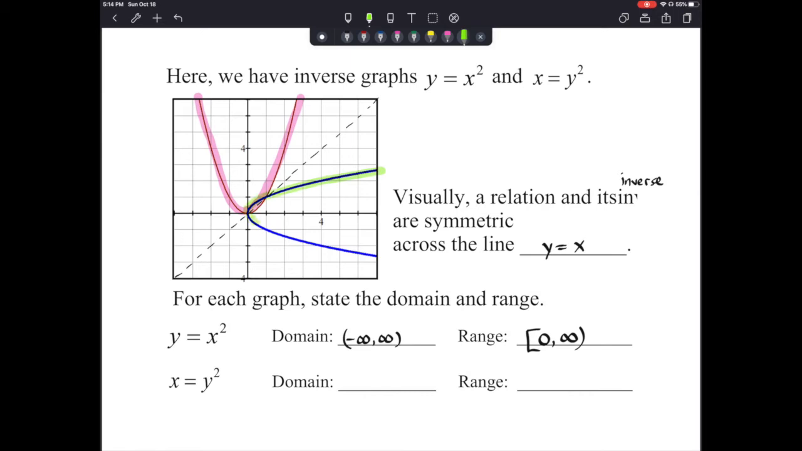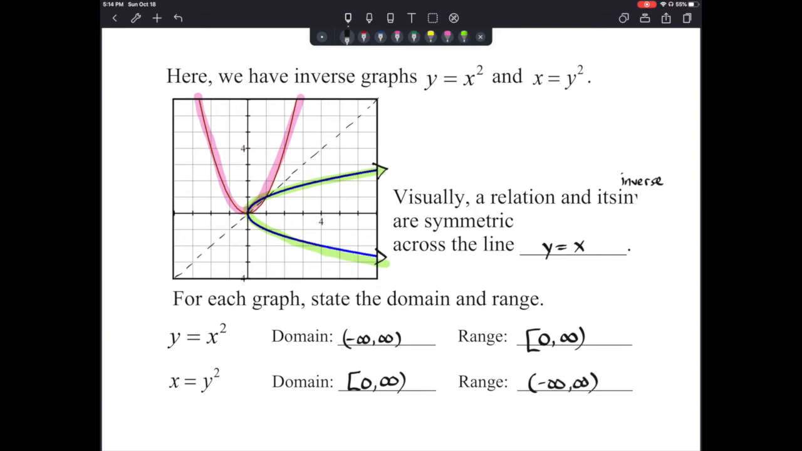Looking at the inverse, it asks for our domain. Well, our domain, if we think about it, starts over at 0 and then goes to the right forever. So we're going to say our domain goes from 0 to positive infinity. Our range looks like it's going to be going up forever and down forever. So that's going to give us all real numbers.